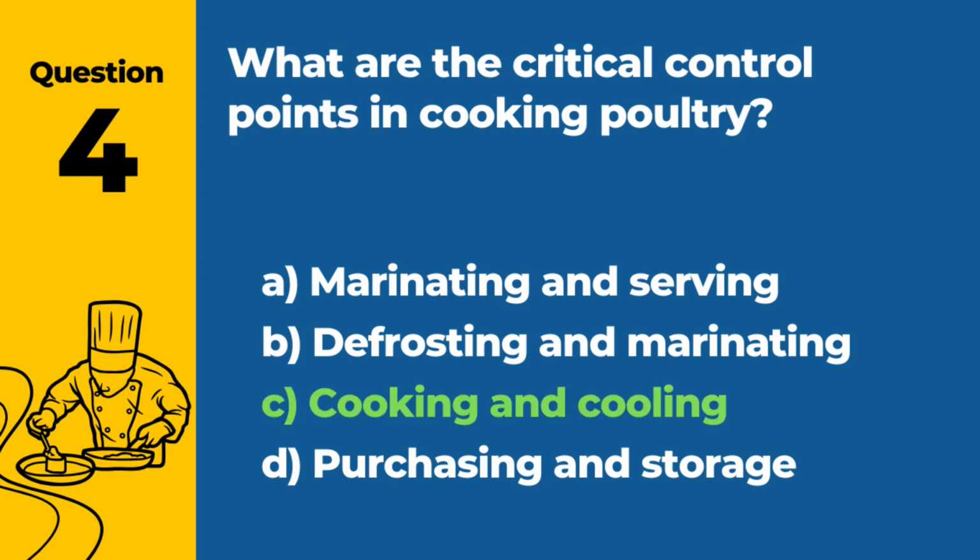Answer. C. Cooking and cooling. The critical control points in cooking poultry are the cooking and cooling processes. Cooking poultry to the correct internal temperature ensures harmful bacteria are killed, and proper cooling prevents bacterial growth.